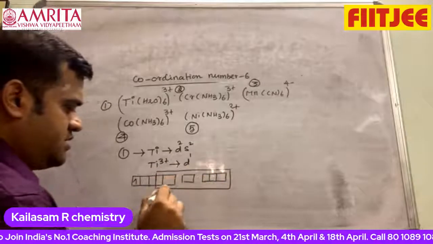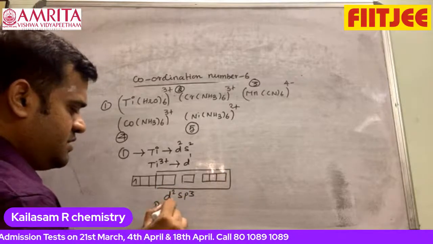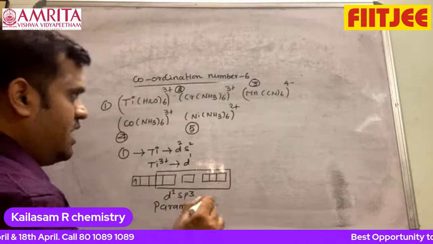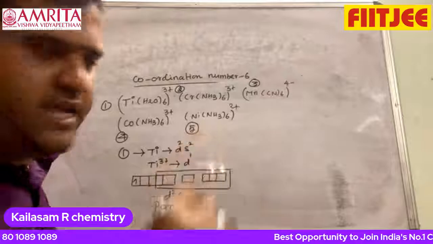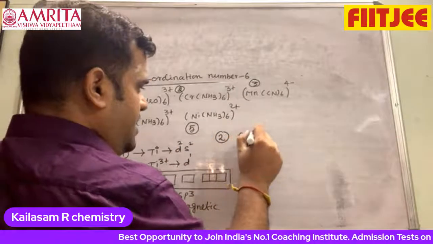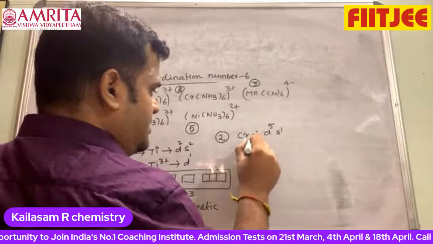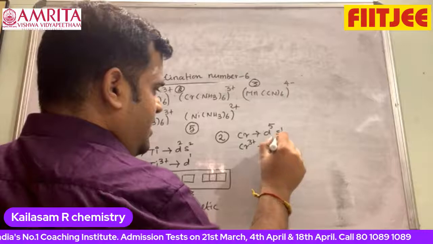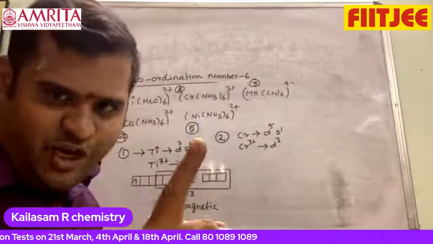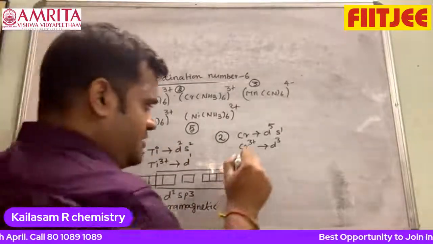I can write this as d2sp3. It's a paramagnetic complex. Now, come to the point of Cr(NH3)6 3+. Cr is what? D5S1 configuration. Cr3+ is d3. I told you, d1, d2, d3, irrespective of the ligands, form what we can say is an inner orbital complex. Look at this.